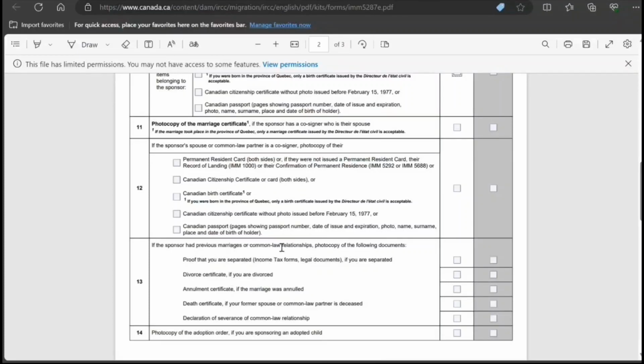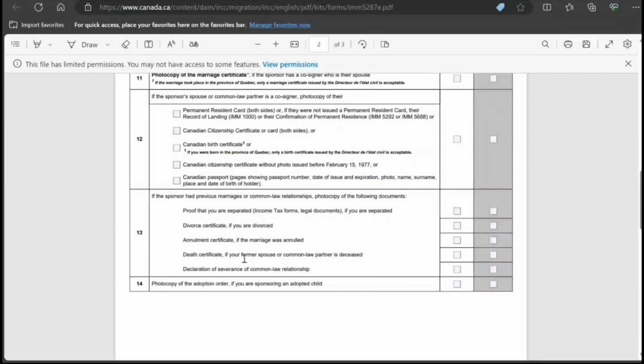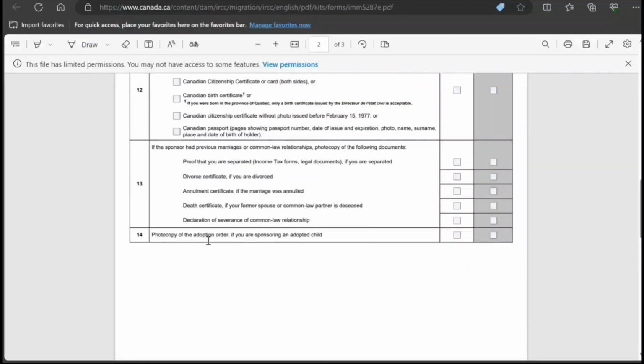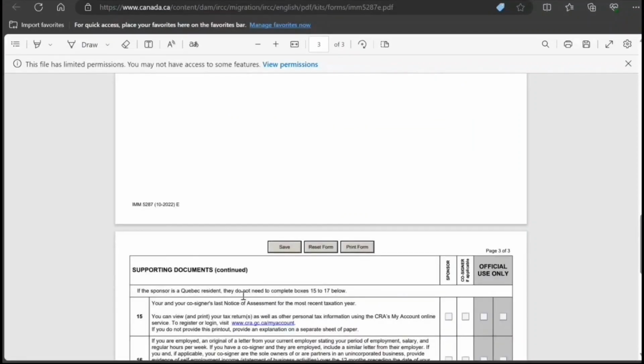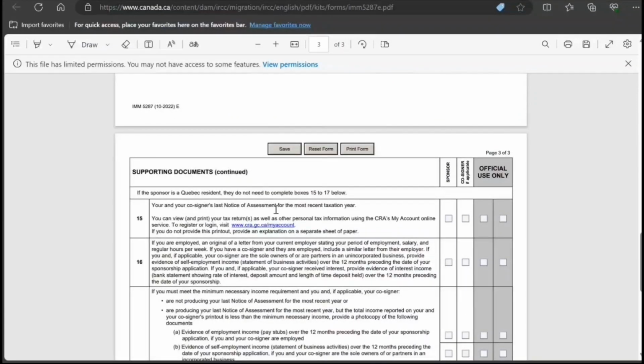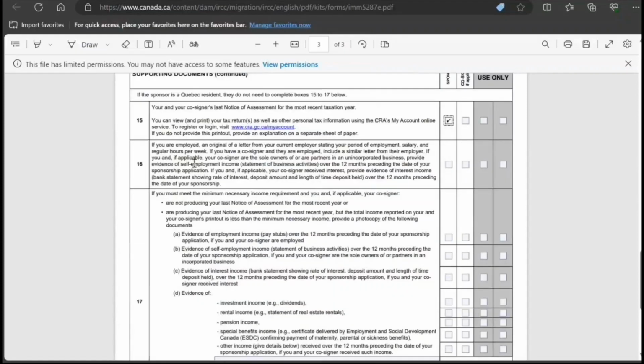If the sponsor had previous marriages or common-law relationships, photocopy of the following documents. Let's say it's not applicable for John. Photocopy of the adoption letter if you are sponsoring an adopted child, not applicable in this case. Supporting documents: you and your co-signer's last notice of assessment for the most recent taxation year. Okay. If you are employed, an original letter from your employer. You must meet the minimum necessary income requirement for you and your sponsor, if applicable, your co-signer.